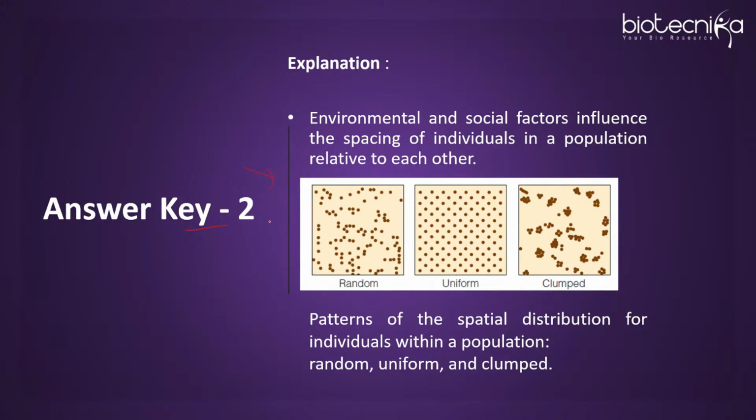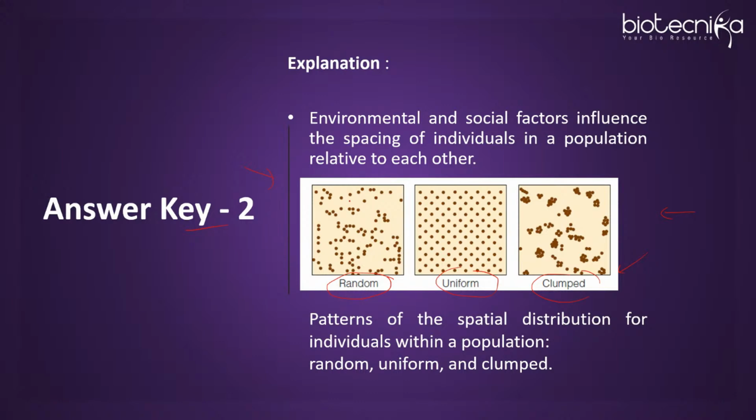How the individuals belonging to a population are spaced relative to each other, right? That means whether they have been spaced randomly, uniformly, that means evenly, or clumped. They are showing the clumped pattern. Okay, so this figure will help you to understand what I mean by these three different types of dispersion patterns.